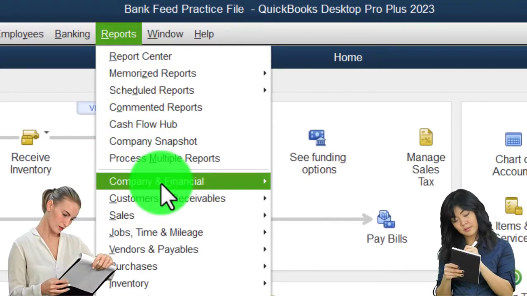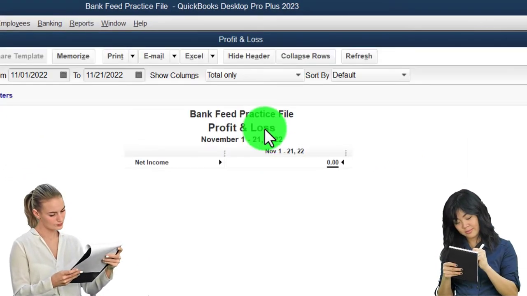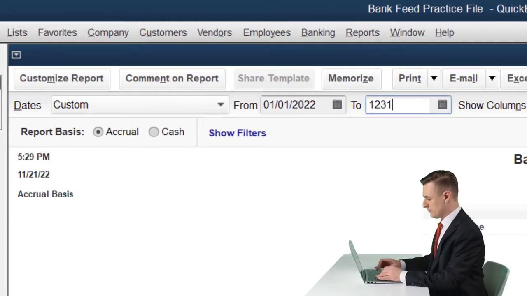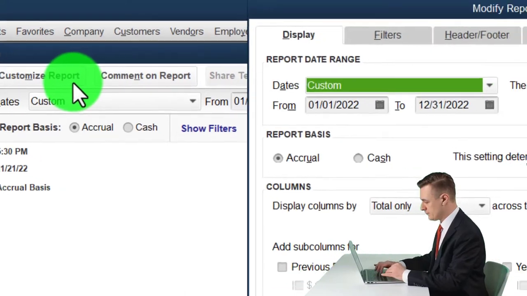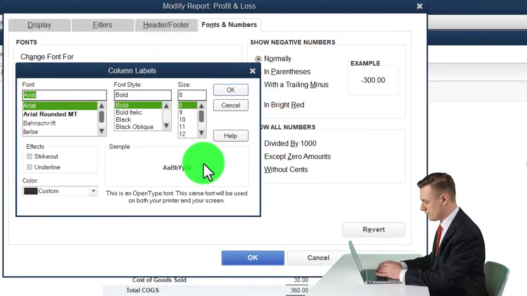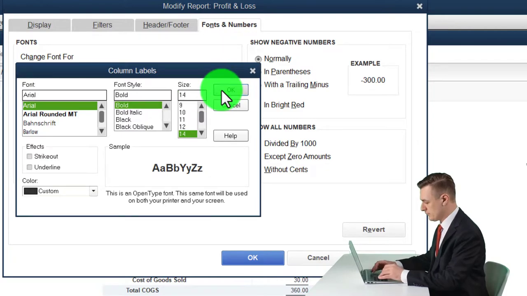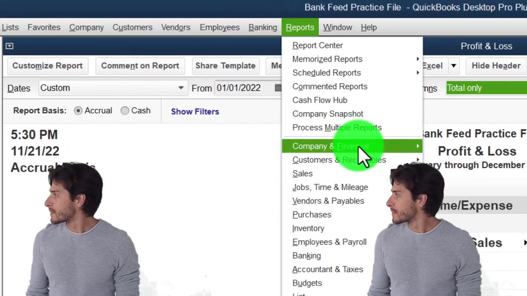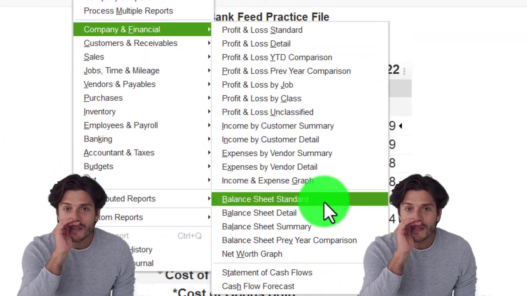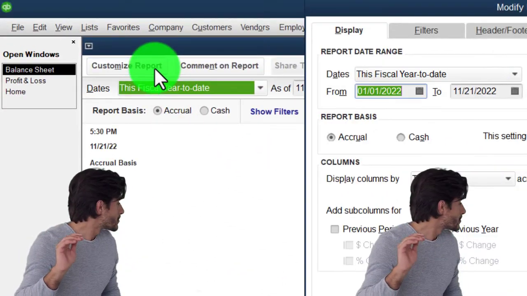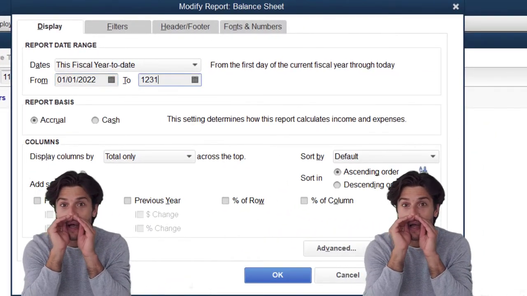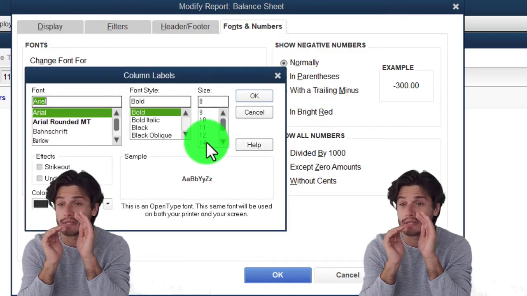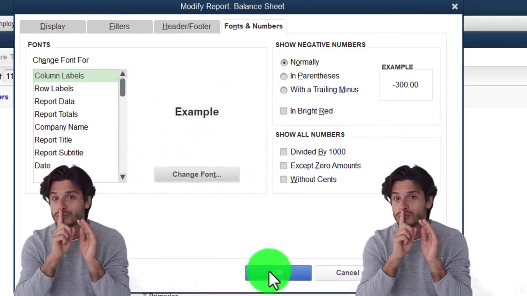Reports dropdown, company financial. We want to open up that profit and loss standard report. Change the range 010122 to 123122. I'm going to customize it now so we can go to the fonts, the numbers, and change them up to 14, okay, yes, and okay. Then reports again, company financial, this time the balance sheet standard. Customizing the report to change the range of 010122 to 123122, and then fonts, the numbers need to change up to 14, okay, yes, and okay.